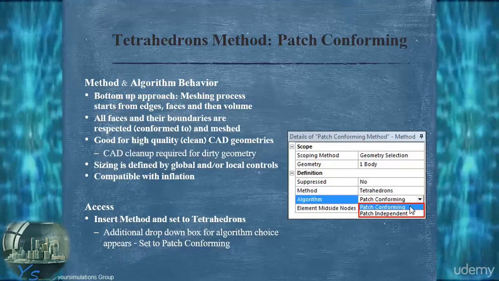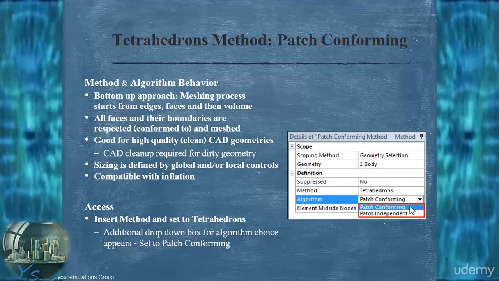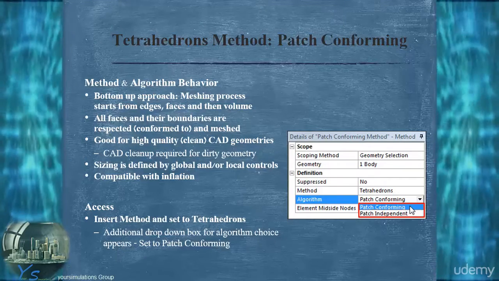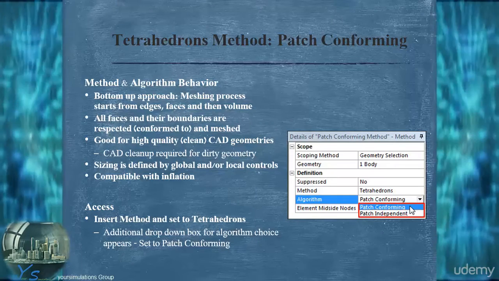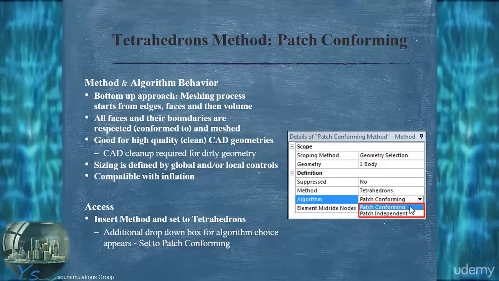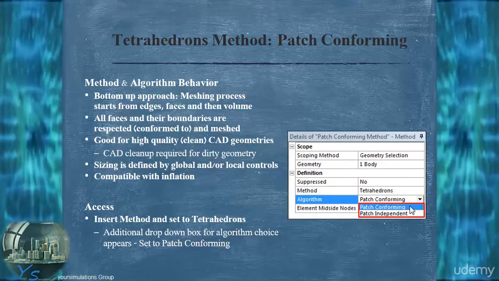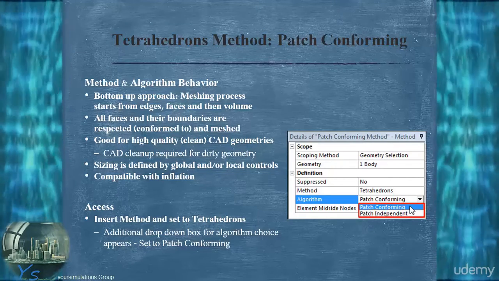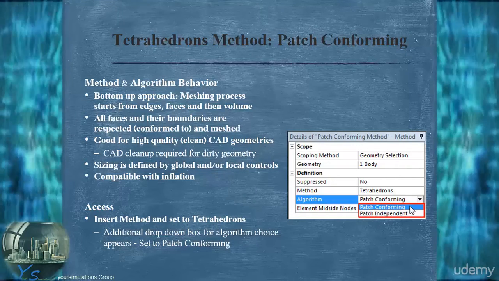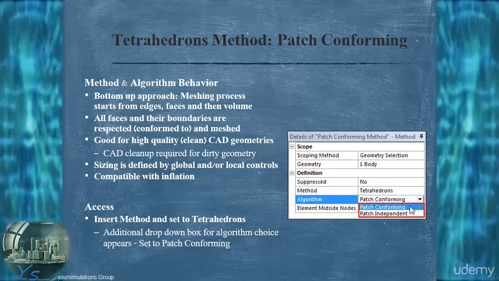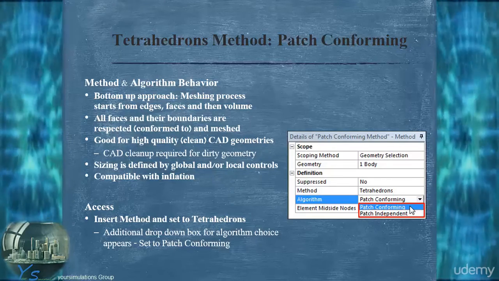Since it is a default method, the sizing can be defined by global and local controls, and it is compatible with global and local inflations. To specify the method, choose tetrahedrons from the Method drop-down menu and then select the patch conforming algorithm. As said before, this is the default method, therefore it is rarely necessary to scope this method to a body.